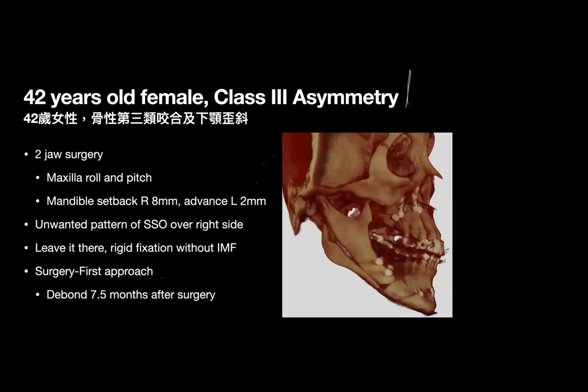Actually, this is a case that I operated on with Professor Ray Chen in 2014. It was a two-jaw surgery for a 42-year-old female. She was diagnosed with a skeletal class 3, mainly with mandible asymmetry. And we did roll to correct the asymmetry and pitch for occlusal plane rotation. For the mandible, because the major asymmetry comes from the mandible, we did a big setback on the right side and a 2 millimeter advancement on the left side. And it occurred that this was the first time I encountered an unwanted pattern of sagittal split. It was located on the right side of the mandible.